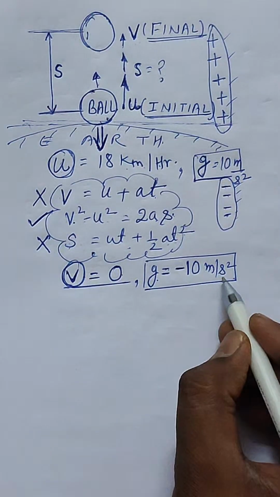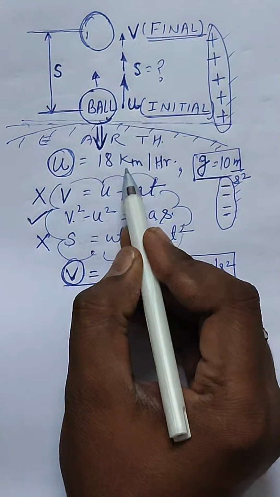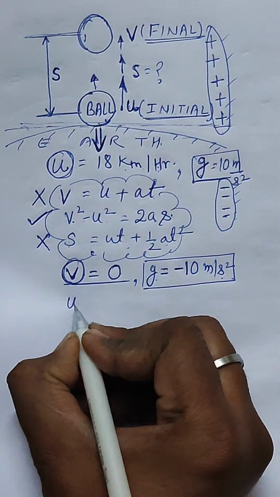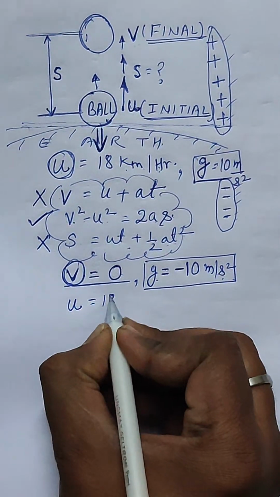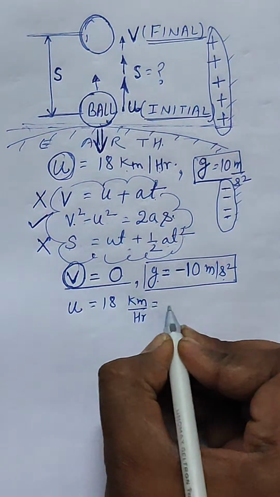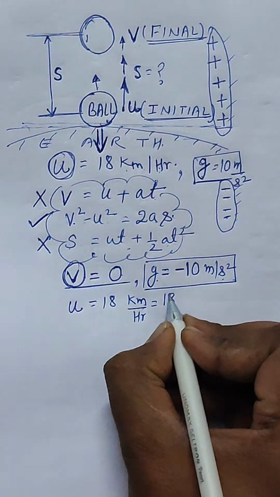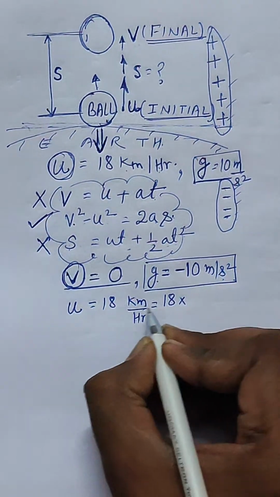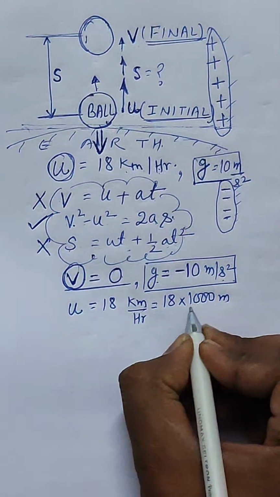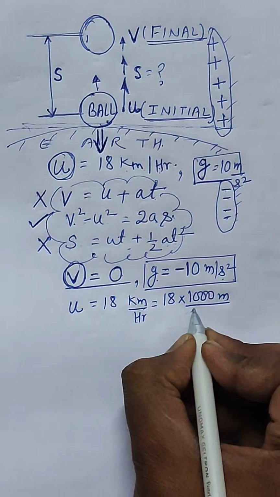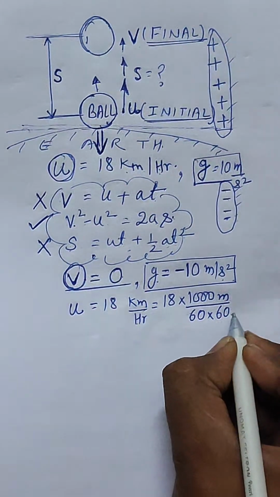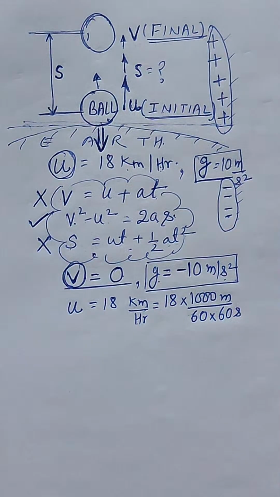due to gravity is in meter and second. So just convert this kilometer per hour into meter and second. So u is basically 18 kilometer per hour. When we convert it into meter per second, this will be 18 into 1000 meter for the kilometer, and hour converted into minutes will be 60, and when converted into seconds it will be again 60. So this will be the value, right?